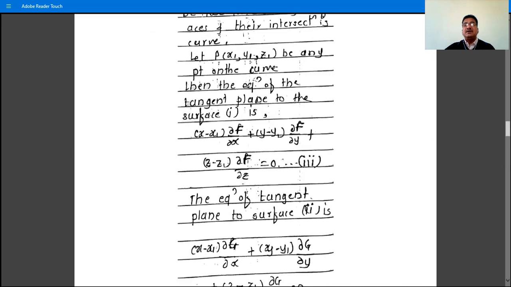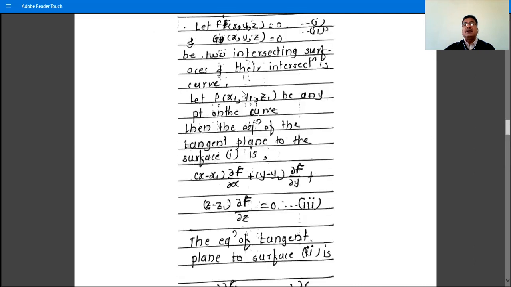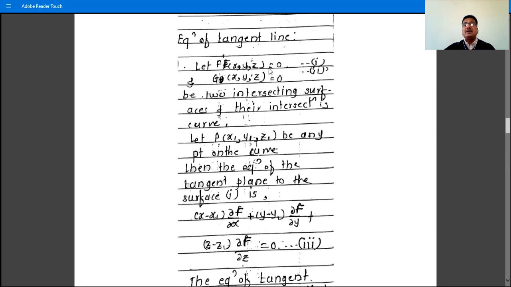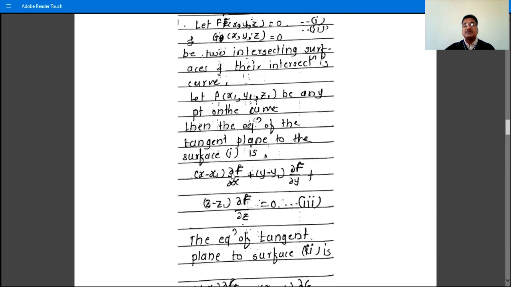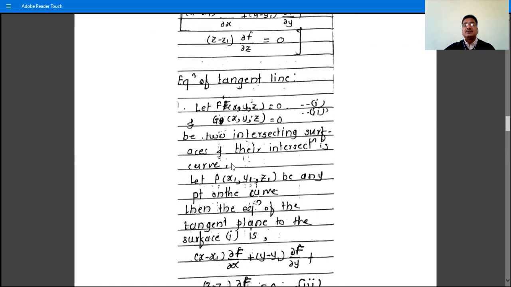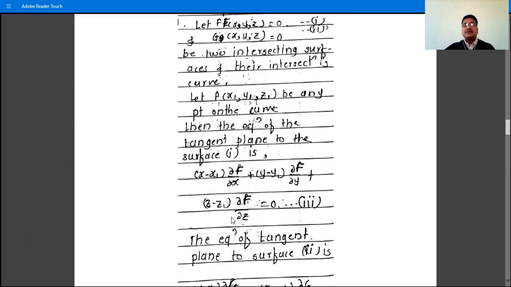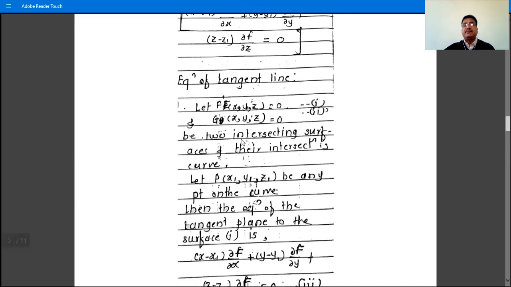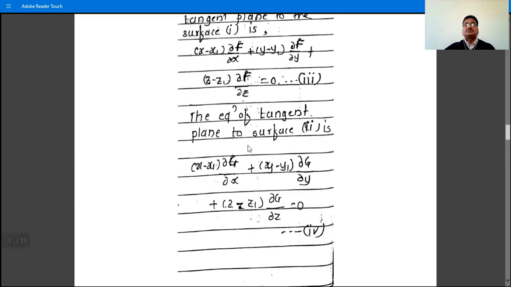The equation of the tangent plane to surface 1 is (x - x1) ∂F/∂x + (y - y1) ∂F/∂y + (z - z1) ∂F/∂z = 0, by using this discussion. So this is the equation of the tangent plane to surface number 1, and what is the equation of the tangent plane to surface number 2?